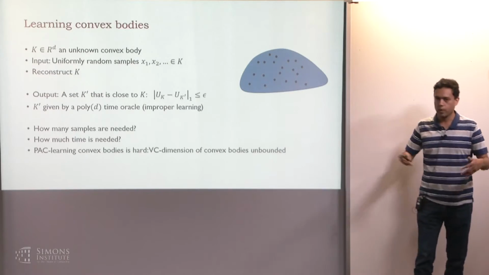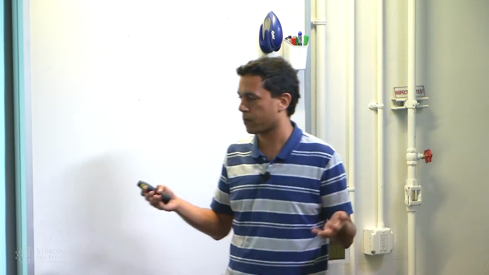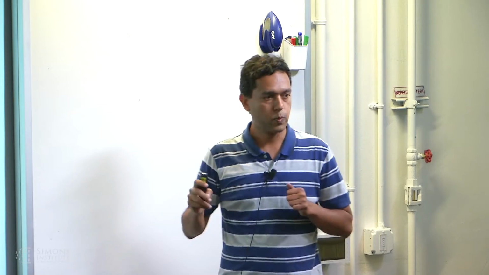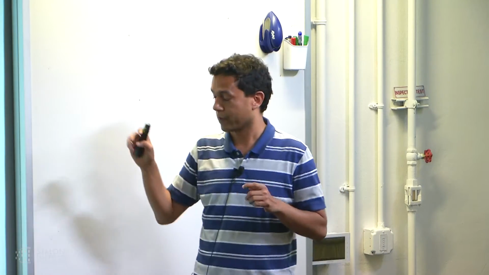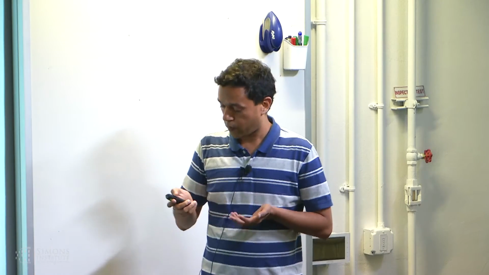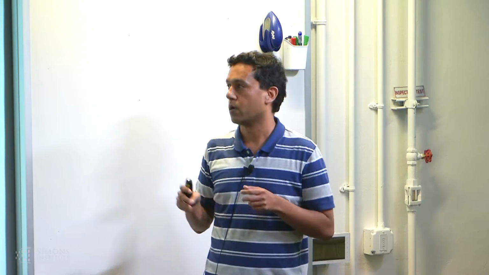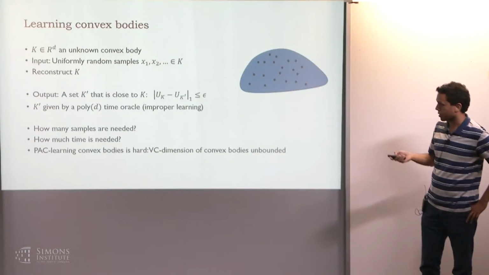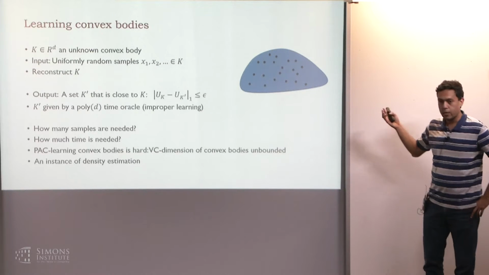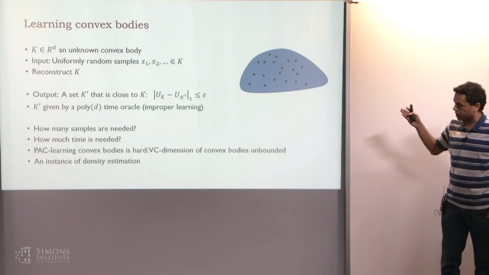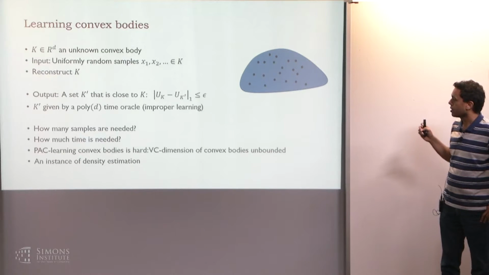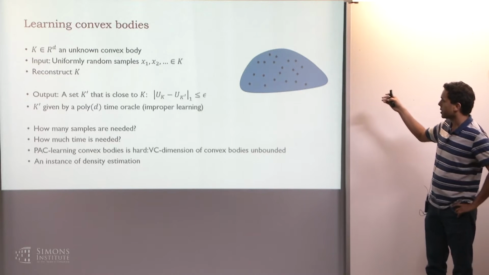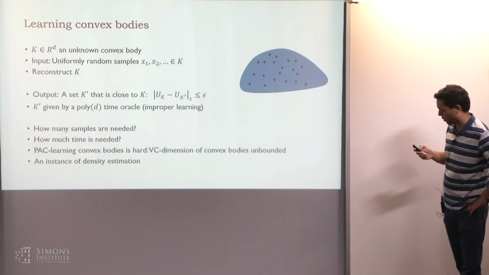We are interested in minimizing the number of samples that are needed, statistical complexity, and how much time is needed. So let me remind you that PAC learning of convex bodies is hard because the VC dimension of convex bodies is unbounded. But what we are doing is we are fixing the distribution, which is uniform on the body. So it is actually solvable. And we're interested in how many samples are needed and how much time is needed. And this can be thought of as an instance of the density estimation problem. So we are only given positive samples, unlike in PAC learning where we get positive and negative samples. But we have this restriction on the density that it's a uniform distribution on a convex body.